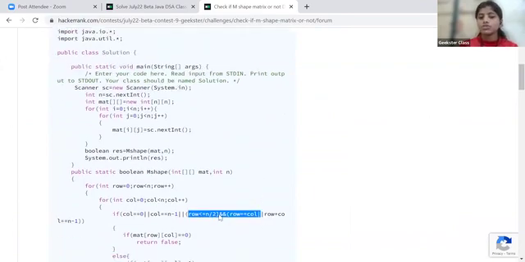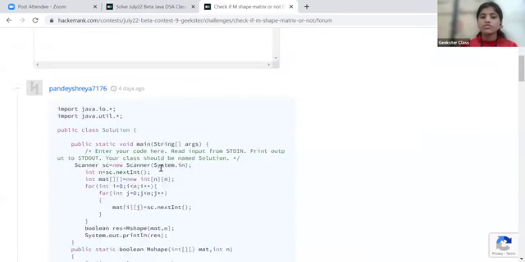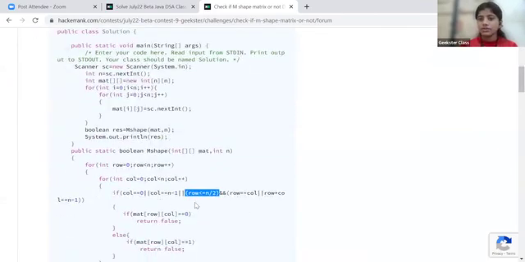And for this, you need to ensure one thing, that row is lesser than or equal to n by 2. Why are we doing so? Because we don't have to check the entire diagonal. We just have to check till half of the rows, right? For the M shape, we just have to check till half of the rows. For that purpose, I have added this.